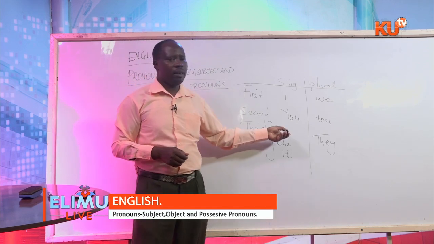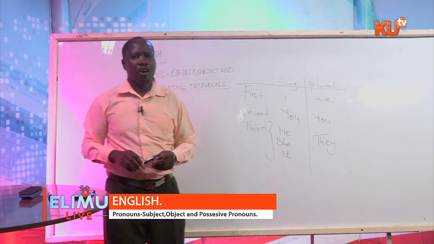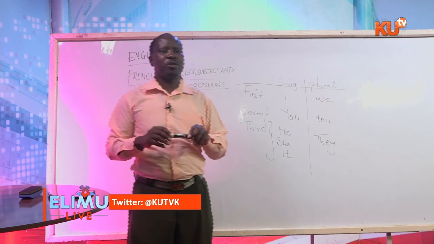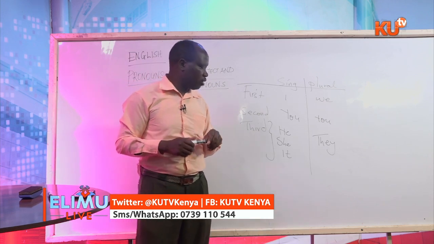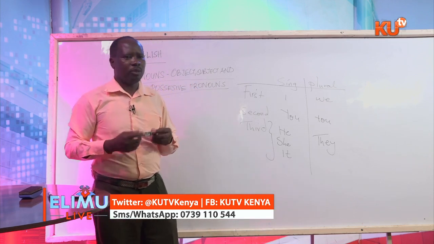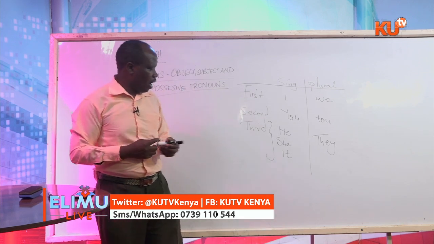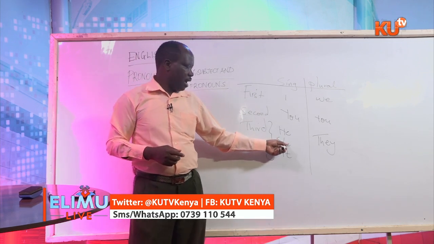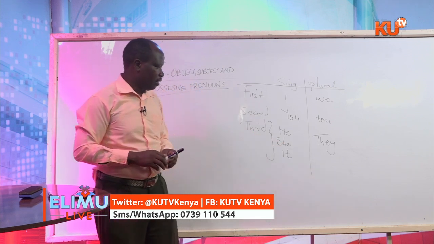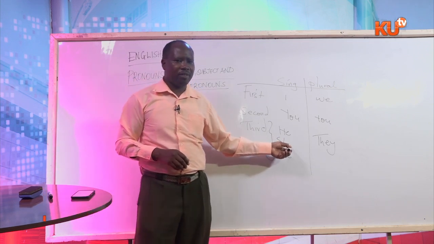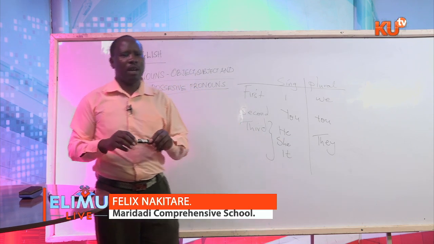I will say he. In case I want to talk about my sister or my mother, I will refer to my mother as she, because as I'm talking now, my mother is not close to me. I'm talking about somebody who is somewhere else. Therefore, I use the pronoun she. I'll say, she is preparing lunch now. That is in reference to my mother. She is preparing lunch.